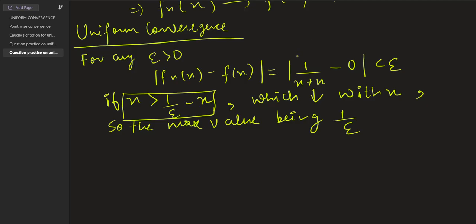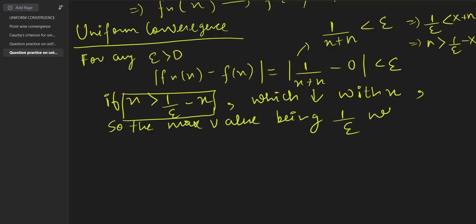If you solve this, how? 1/(x+n) is less than epsilon. This implies 1/epsilon is less than x+n. This implies n is greater than 1/epsilon - x. So the maximum value is 1/epsilon when x equals 0, because this term is decreasing with x. So when x equals 0, this point will be your maximum.